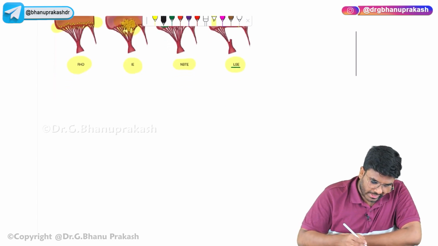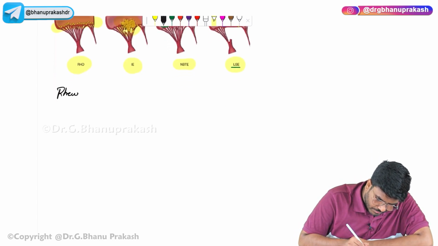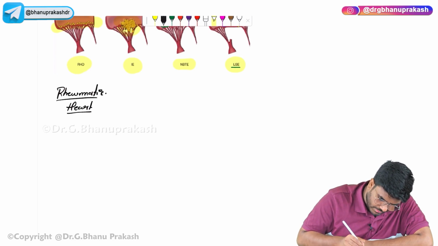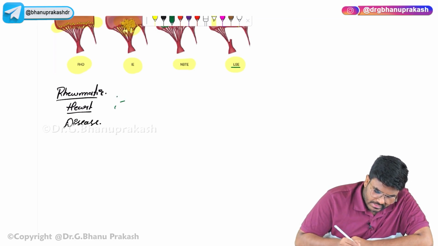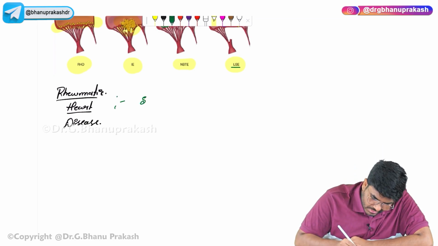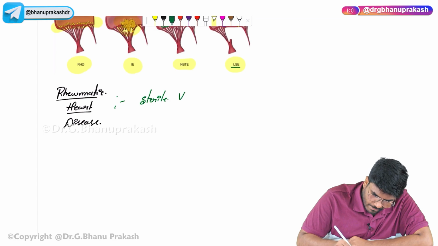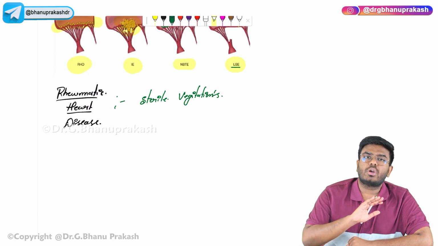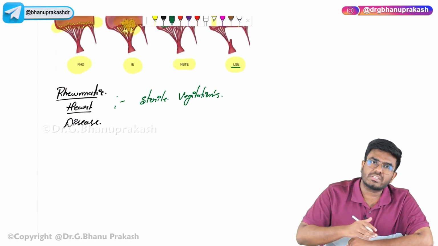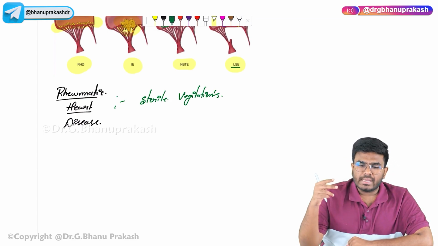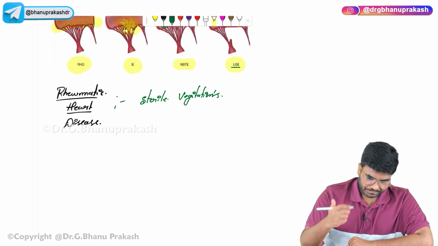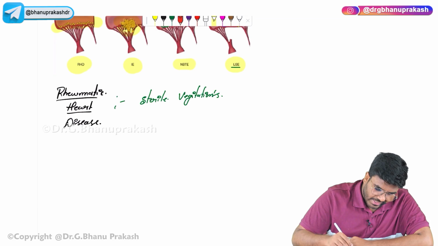Let me start with rheumatic heart disease. First point: are the vegetations sterile or septic? They are sterile vegetations, which means they do not have any bacteria. The vegetation is not because of bacteria, it is because of autoimmune damage. Rheumatic heart disease is an example of type 2 hypersensitivity reaction. It's the autoantibodies which are damaging the heart. So, sterile vegetations. And where exactly are these vegetations present?